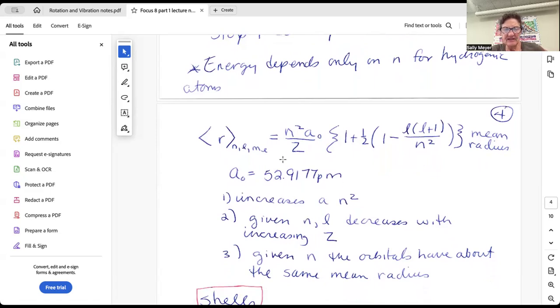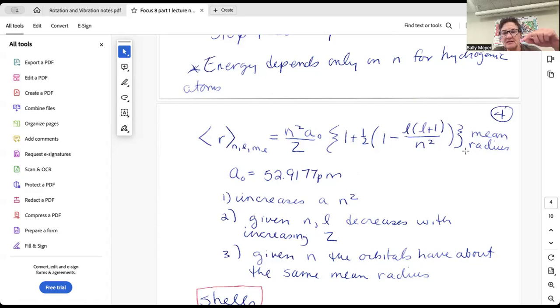And so you notice that as N goes up, the mean radius increases. That's something you already knew, that as you go up in N value, the electron on average is further away from the nucleus. For any given N and L, it changes with Z. So if you set N and L, the average distance is going to increase with Z.